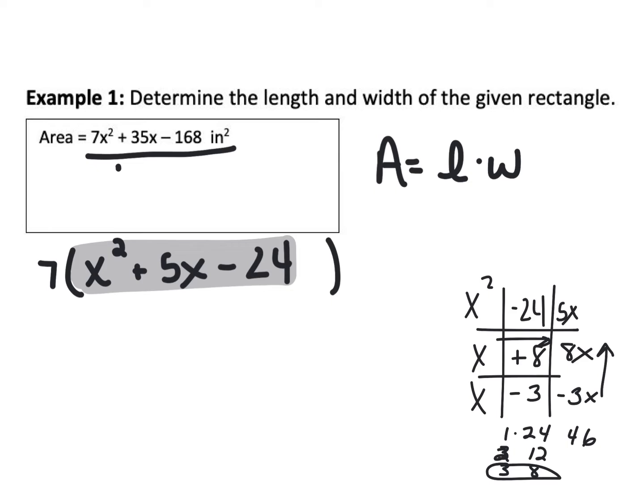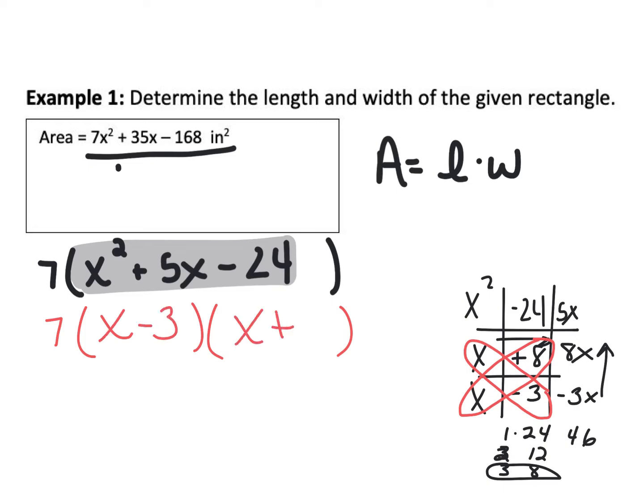If you haven't done much factoring practice, it's going to take you a lot more trial and error. Refer to the previous lessons on factoring if you need additional assistance. So this factors into x minus 3 times x plus 8. So what is the length and width? Well, the length and width here are going to be one of the factors and one of the others.